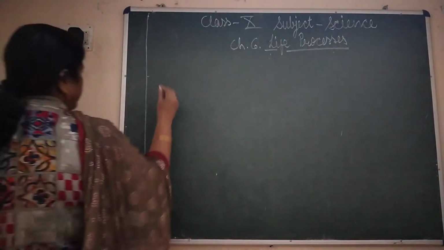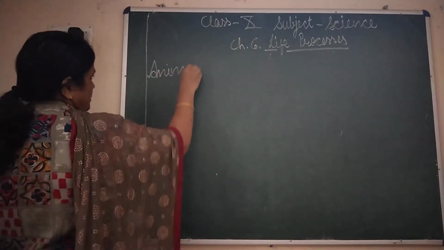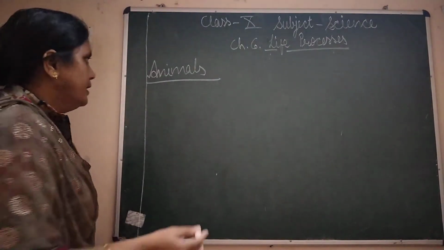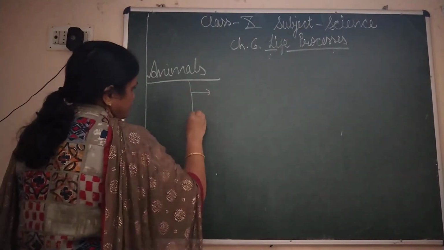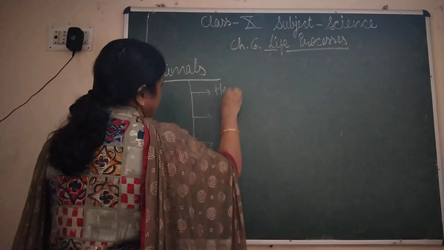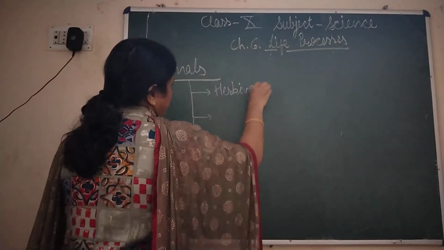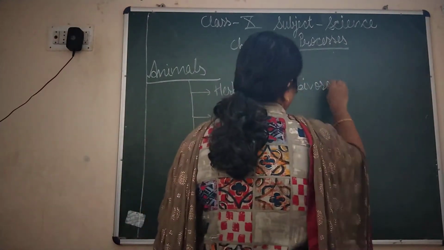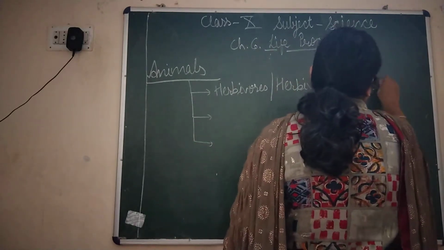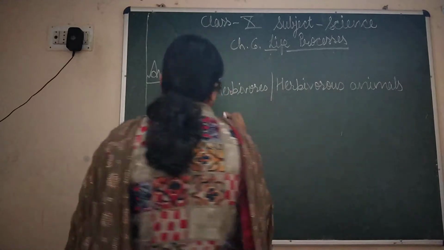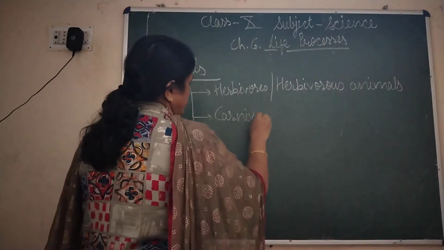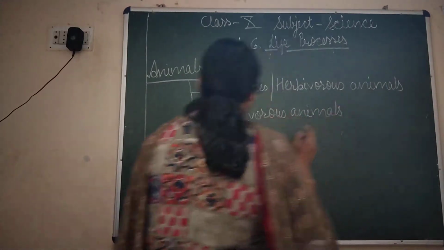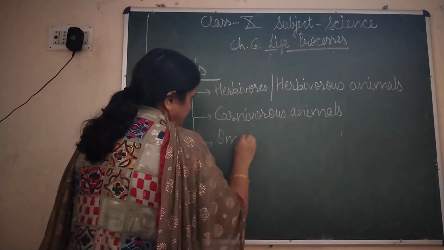Now children, animals, on the basis of the food taken by them, are divided into three types: herbivores, that is herbivorous animals, and carnivorous animals, and omnivorous animals.